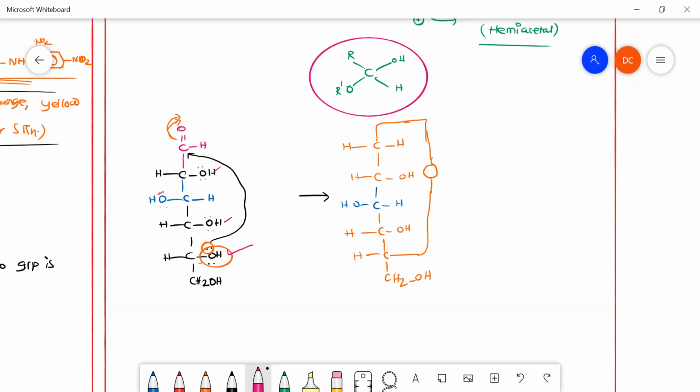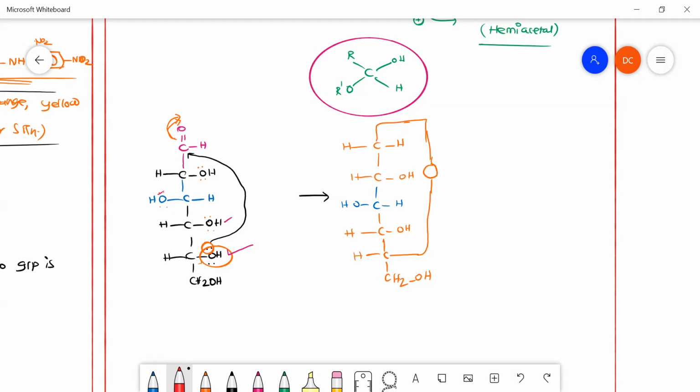Because the attack can be done from the bottom to the second carbon. Why? Suppose this carbon, you just assume it. If this oxygen goes and approaches this carbon, the ring size will be very small. If the ring size is very small, then the structure will also be less stable. That's why it tries to form a bigger ring-like structure.